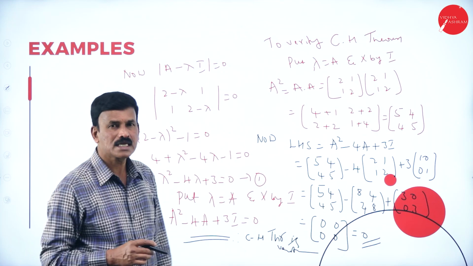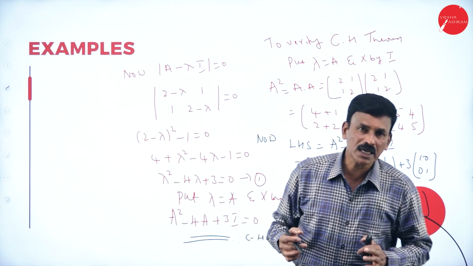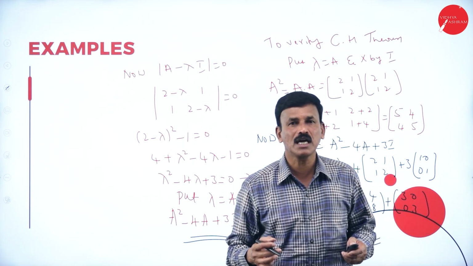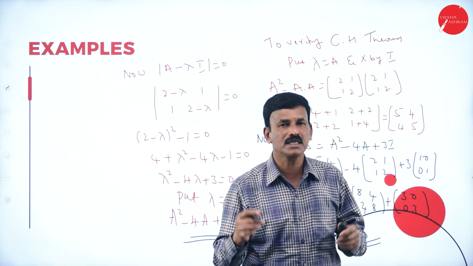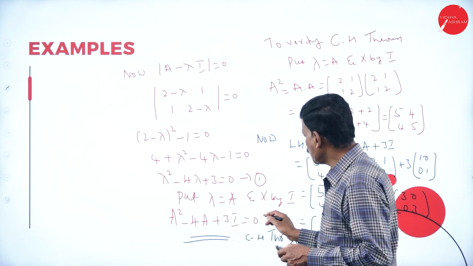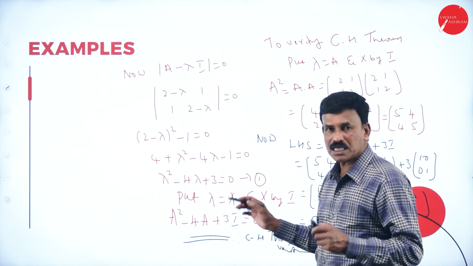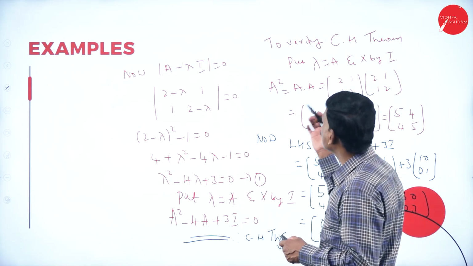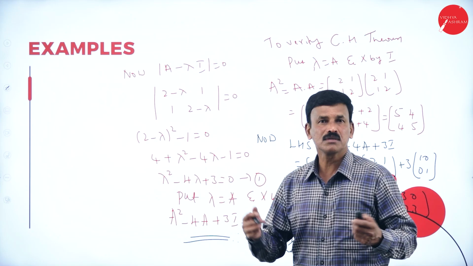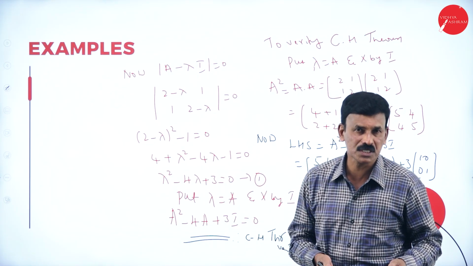Just find out the characteristic equation, and to verify Cayley-Hamilton theorem, just put lambda equal to A and multiply by an identity matrix of the same order. If A square minus 4A plus 3I is equal to a null matrix, then we can say Cayley-Hamilton theorem is verified. That's it. Very important problem from the point of view of examination.